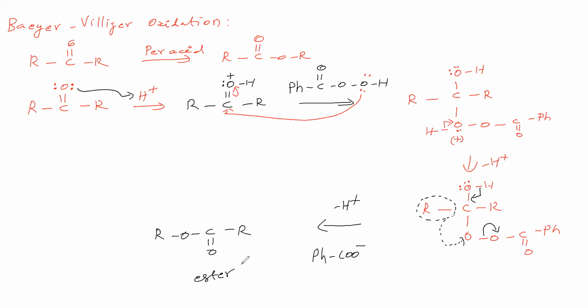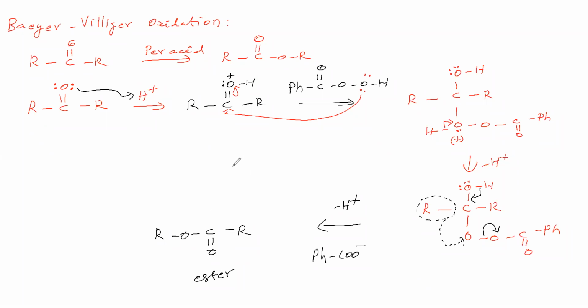Now that is the mechanism. Now we will see the reactant and the product. Here RCOR is the reactant, the product is ROCOR. That means between this R and CO, O is introduced. So we got an ester.